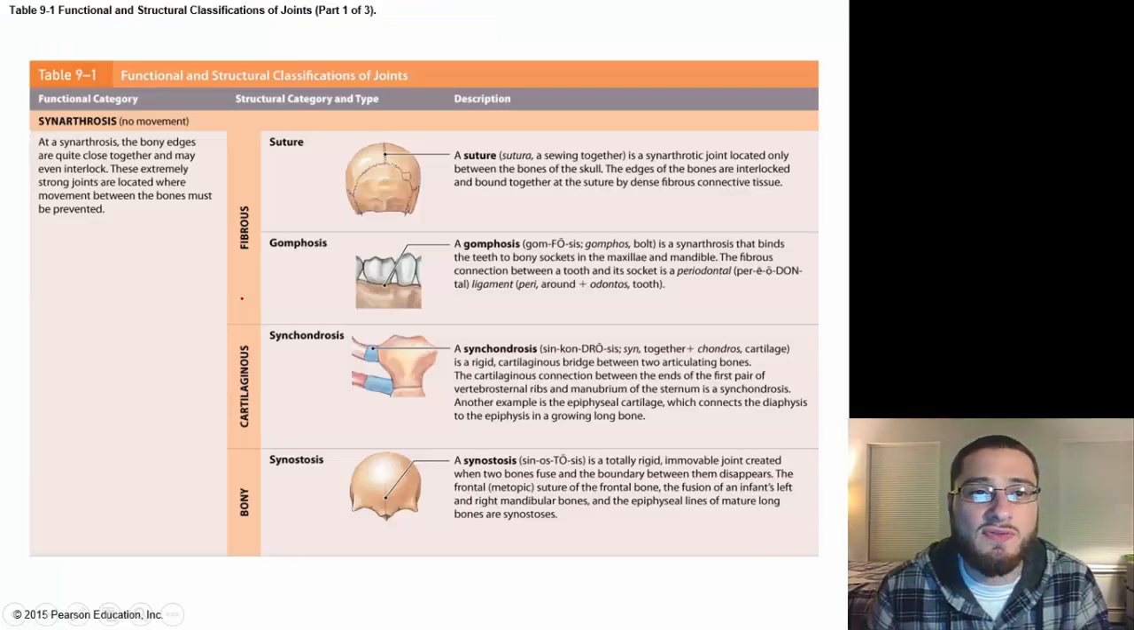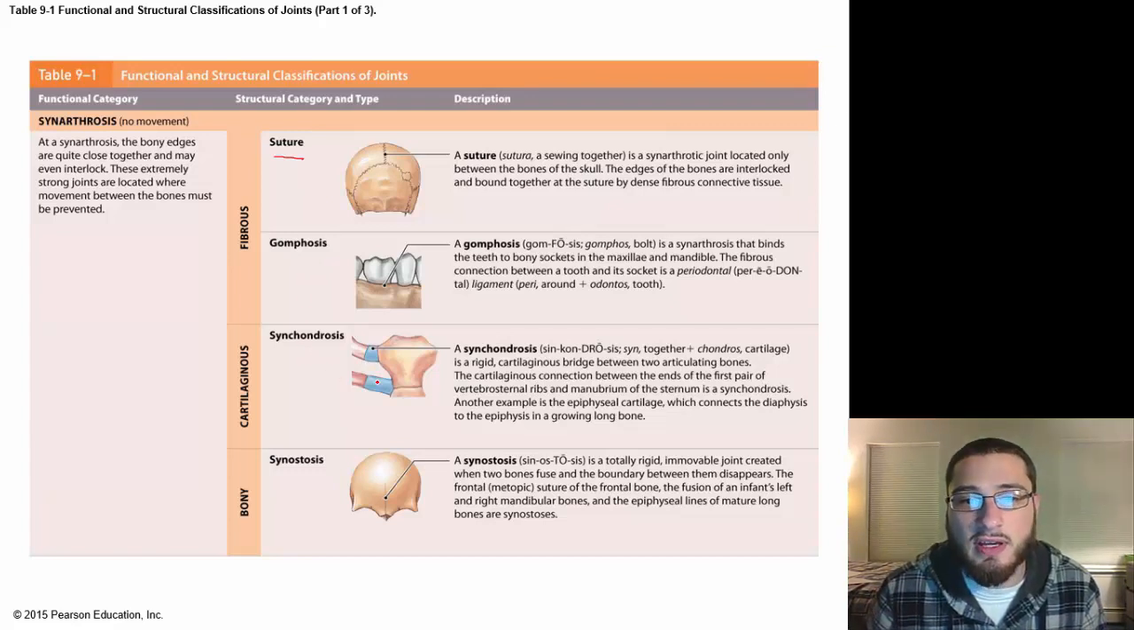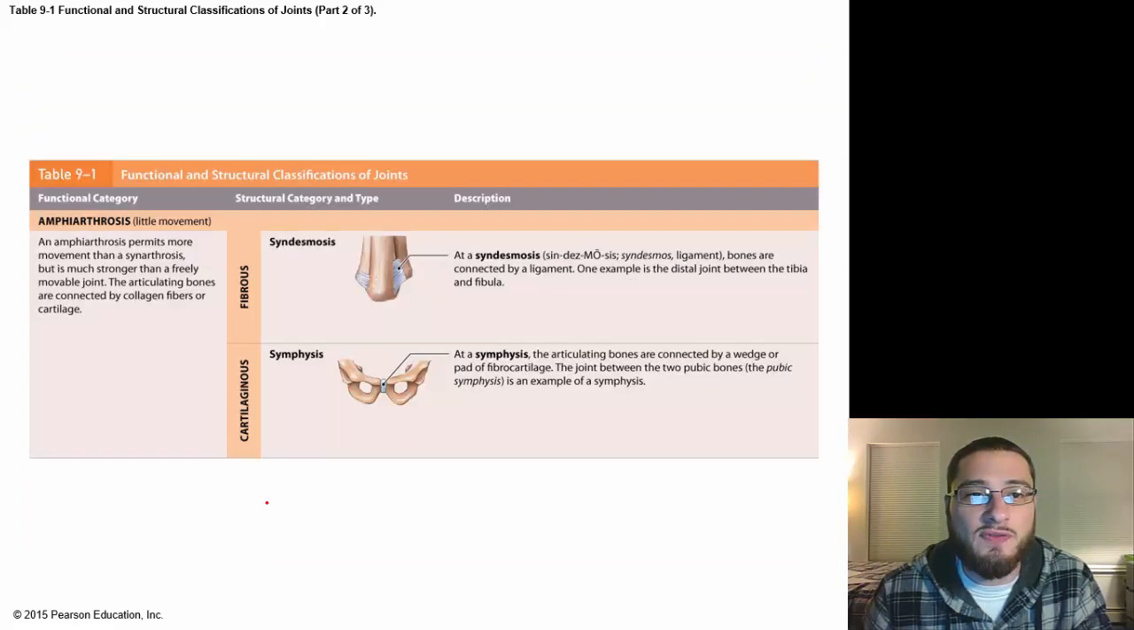Here are the different types of synarthrosis, joints that don't have movement. We've talked about sutures already. You have gomphosis, which is in the teeth, synchondrosis, that kind of joint that joins the ribs and the sternum, and then you have synostosis. That is also found in the skull as well, as a bony type of synarthrosis.